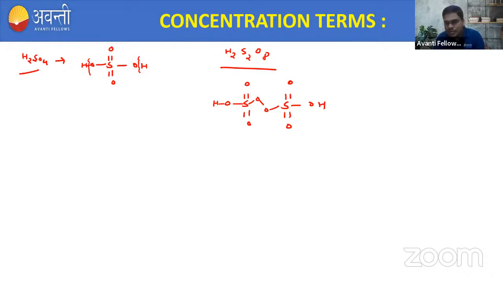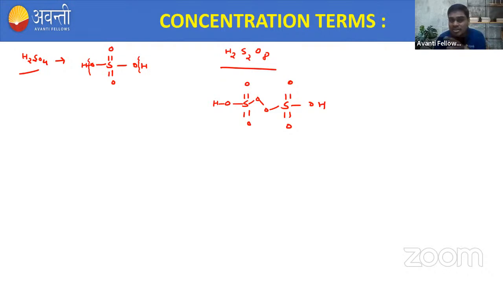Basicity of this compound. Basicity means what? Number of OH groups. Why number of OH groups? Because in an OH group, the removal of H is very easy, because oxygen is very electronegative as compared to hydrogen. So this hydrogen can easily protonate, right?